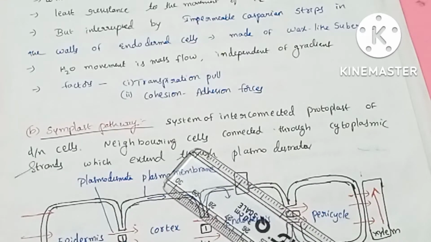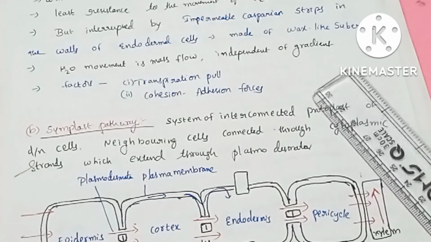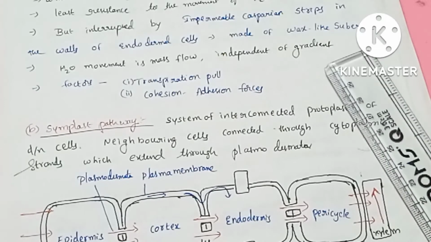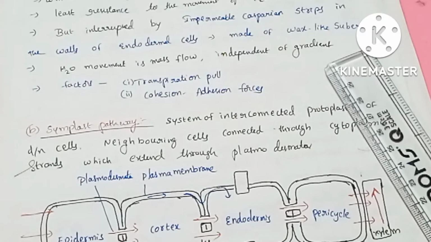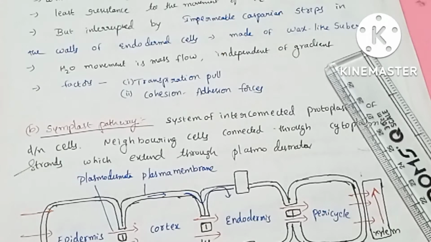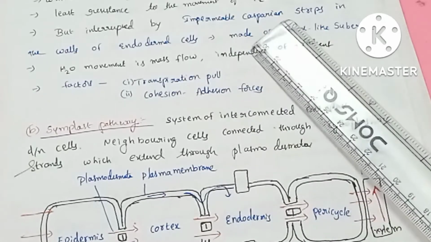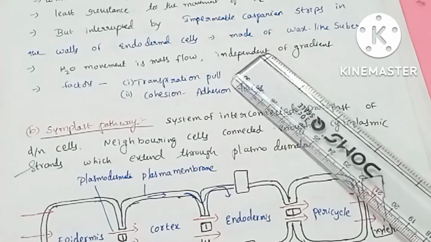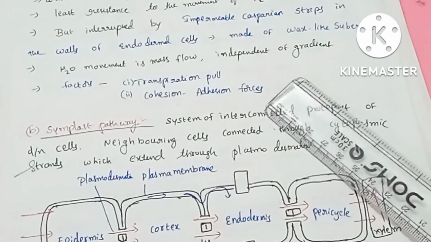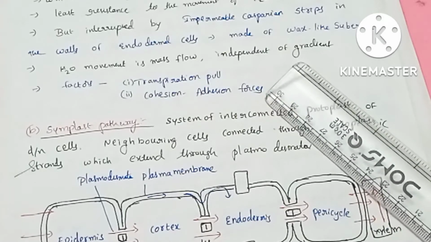So here in the endodermis region also, the suberin coating is not continuous. There are some gaps present, right? Through the gaps, the water enters inside the cell and it enters into the symplastic pathway and finally it reaches the xylem. And in the apoplastic pathway, there are two factors present. One is the transpiration pull and the second one is the cohesion and adhesion forces.